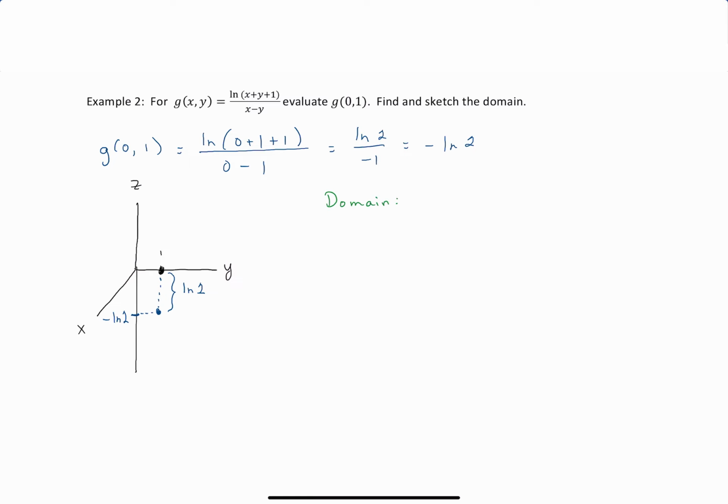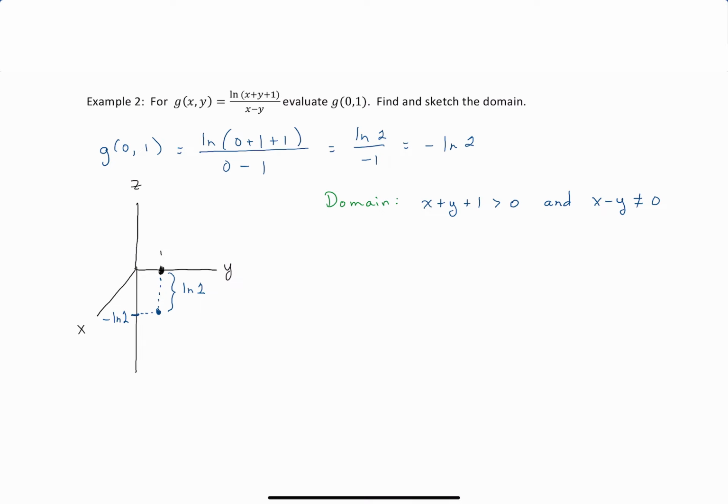So there's two things going on in this problem. First of all, the input to the log function has to be greater than 0. It can't be equal to 0, so I'm not going to put greater than or equal to 0. It's got to be actually positive. Remember, you can't take the ln of 0. But we have a second issue here, and that is we've got a denominator, and the denominator cannot be 0. So how can we sketch this?